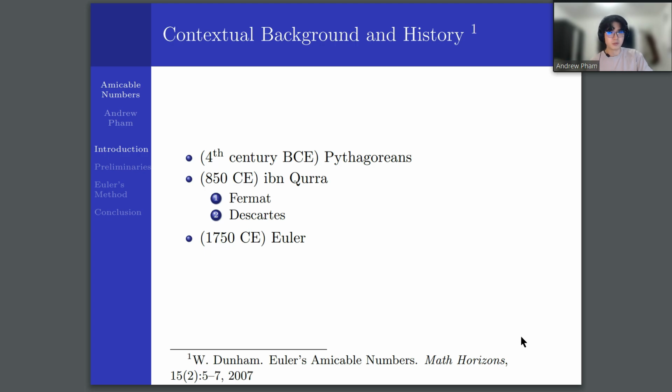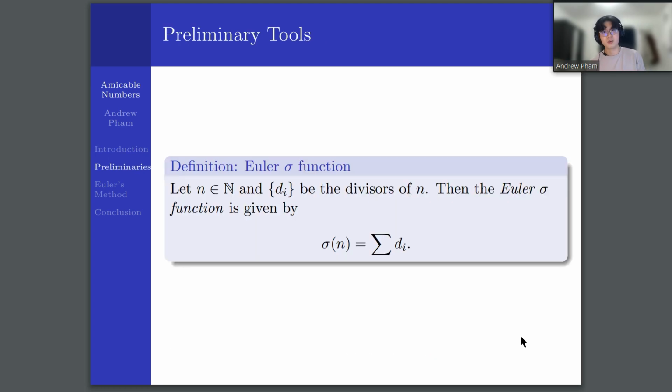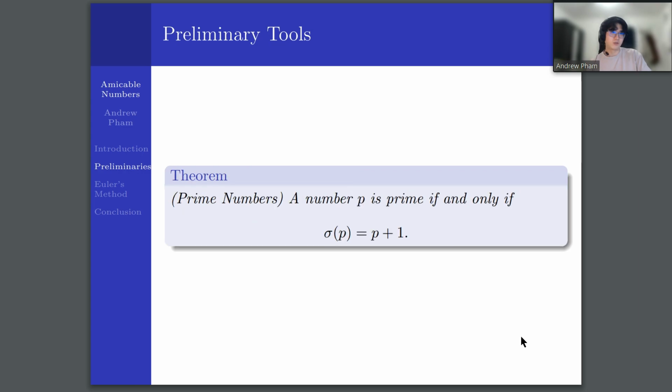First we need to develop some tools. Define Euler's sigma function: for any natural number n, with divisors given by d_i, sigma of n is the sum of all d_i. For example, the factors of 6 are 1, 2, 3, and 6, so sigma of 6 is 1 plus 2 plus 3 plus 6, which is 12. Another one: sigma of 3, since 3 is prime, is 3 plus 1, so it's 4. Primes can be generalized using the sigma function: for any prime p, sigma of p is p plus 1.